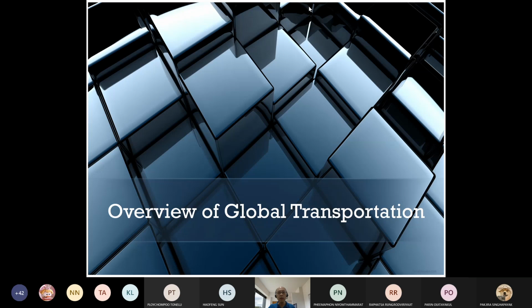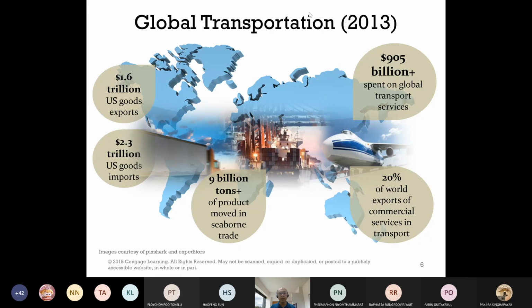Now let's talk about the overview of global transportation. Basically, we're talking about a lot of money here in global transportation. I'm not going down into details of numbers like $905 billion and so on. That's too much detail. But in global transportation, I would like to talk about two things.